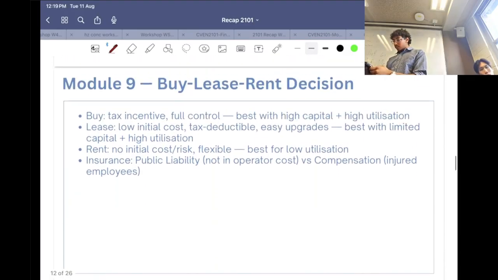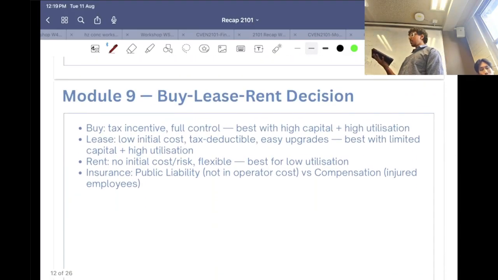And our last bit of theory is going to be just buy, lease, and rent decisions. So why do we buy, why do we lease, and why do we rent? There are differences between these. Buy is fully tax incentive. So we have full control. We can do whatever we want with them. However, obviously it costs more to just buy some stuff outright. Lease is low initial cost and it is tax deductible and has easier upgrades, whereas rent has no initial cost and is very flexible. So it's more used for those smaller scale projects.